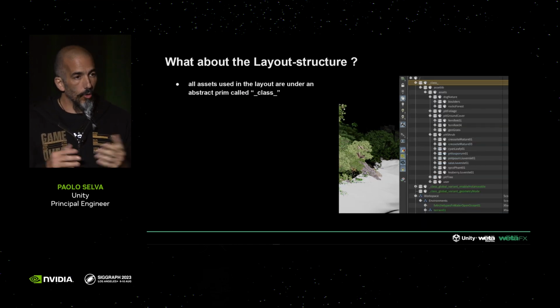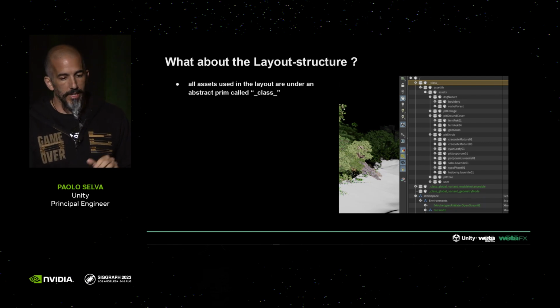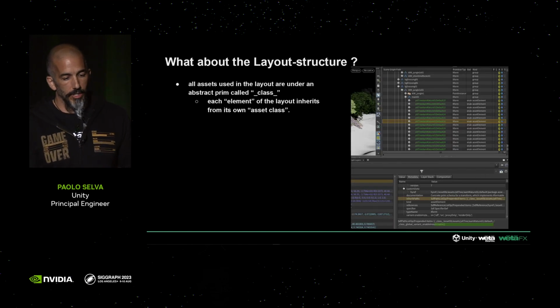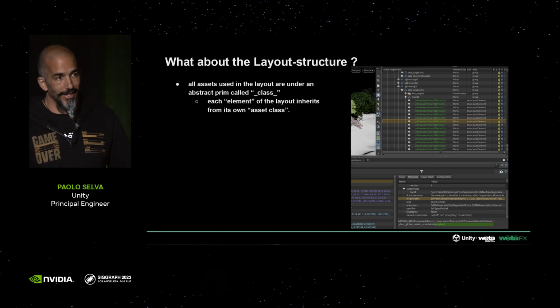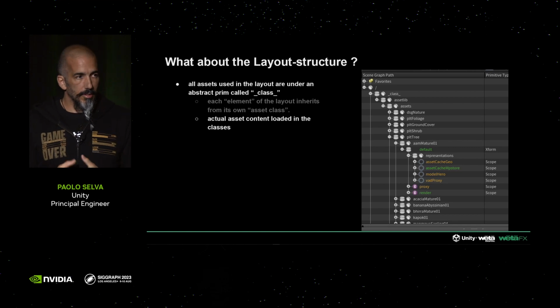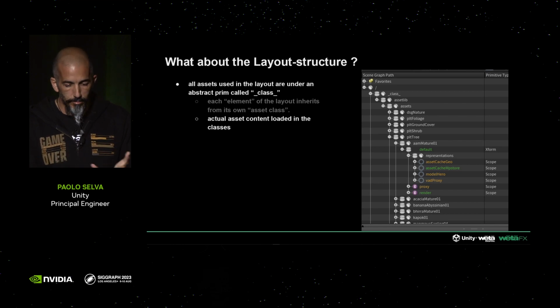We then take all of the assets that are used in the layout, and we put them under a class prim. So that class prim will be the library of all the assets that we use in the layout. And all of the elements are actually inheriting, as you can see at the bottom in green, from those classes. The actual content is not loaded on the element side, it's loaded within the libraries, like the assets themselves bring in the payloads.